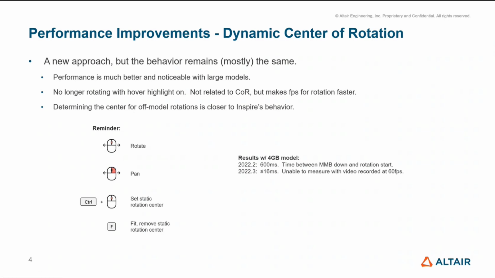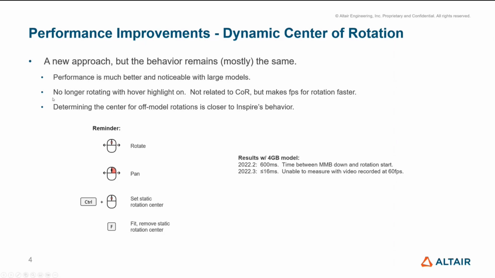Surely you all have a model that is big enough to slow it down, but I will bet that dynamic center rotation is no longer the slowest thing. Other things will definitely be. So let me just move back up here. Performance is much better and very noticeable in large models. Basically, the rotation should be very easy and smooth, so you shouldn't have to think about it.